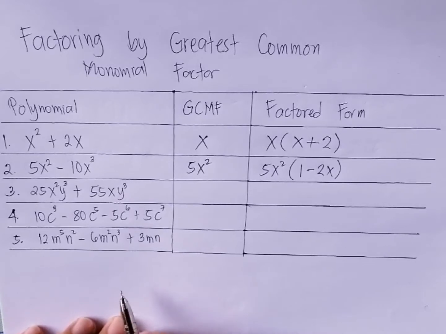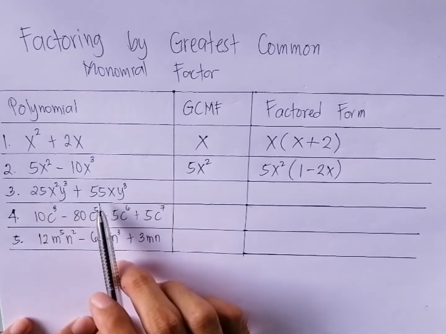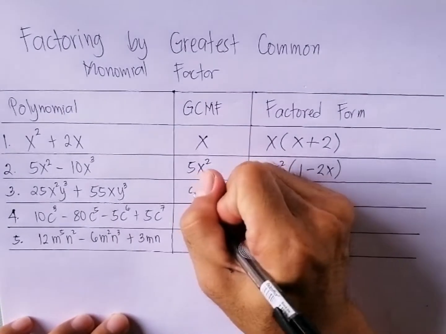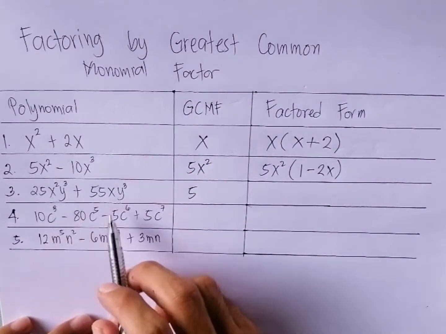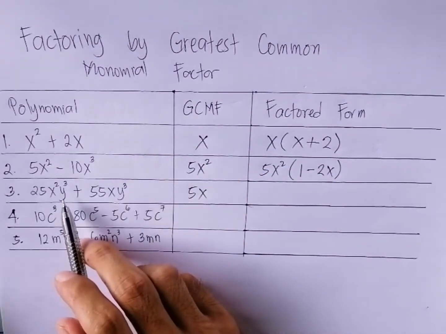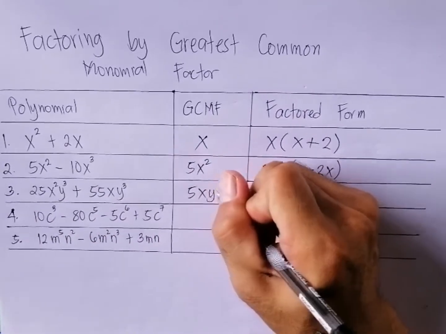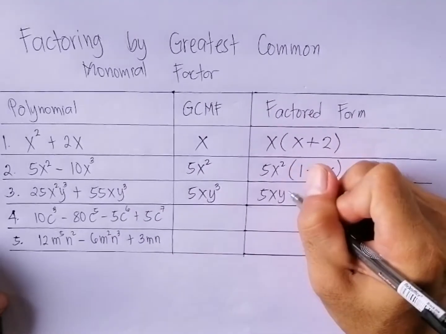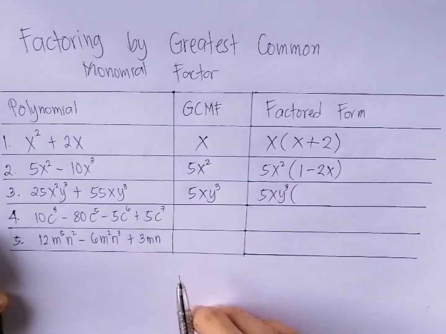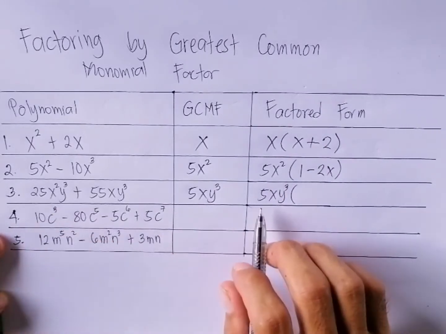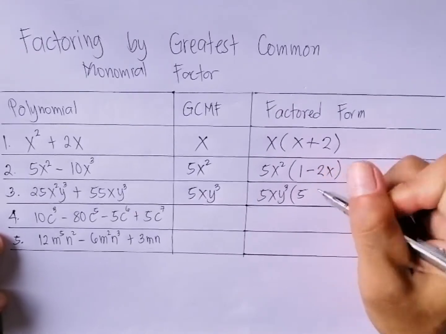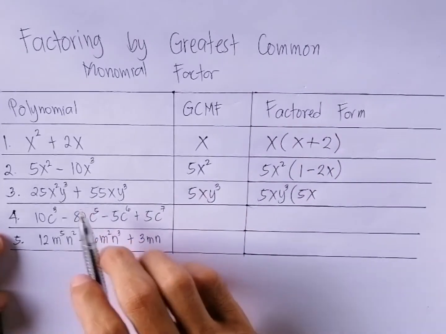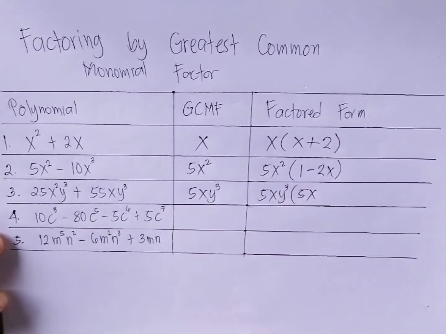For number 3, for 25 and 55, the greatest common factor is 5. Then for the x squared and x, that is x, then y cubed. Okay, so we have 5xy cubed times. So 25 divided by 5 is equal to 5. X squared divided by x is x. Then y cubed divided by y cubed is equal to 1.